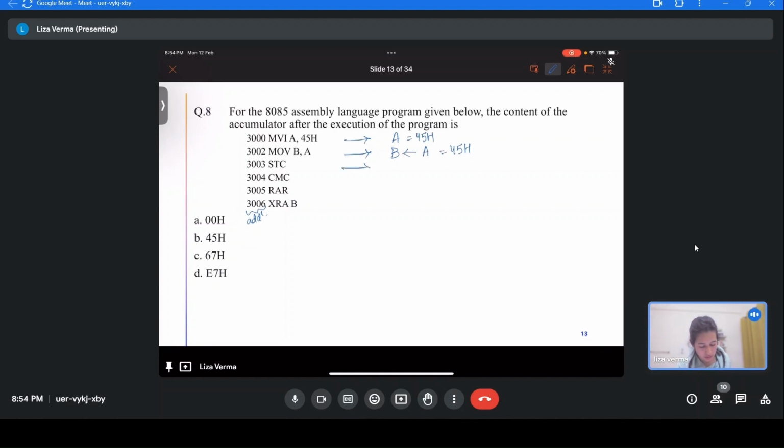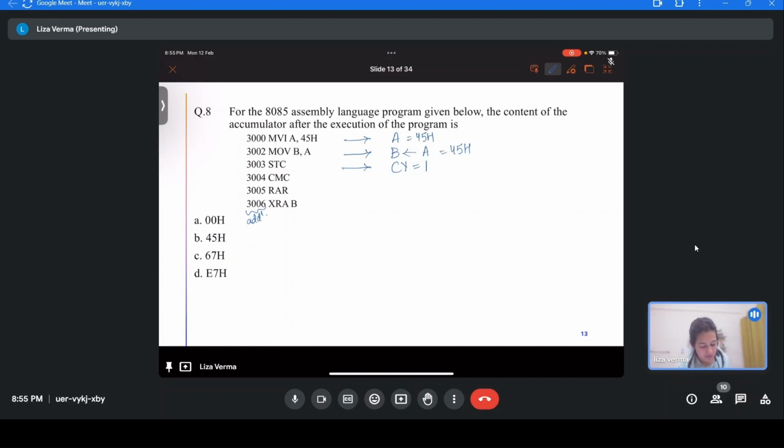Now at 3003, there is STC, which means set carry. So this instruction doesn't do anything to our data. It just sets the carry flag to 1. Can we work step by step? Everybody else needs to understand also, right?